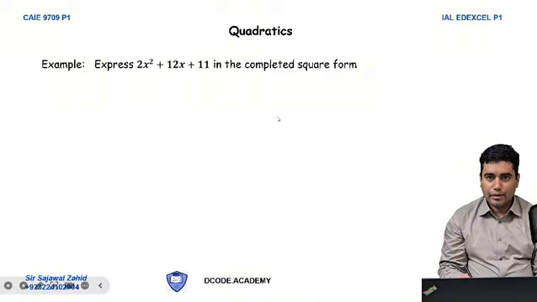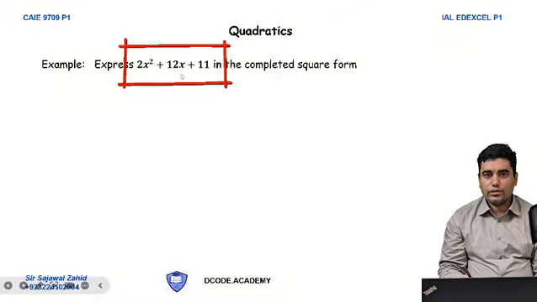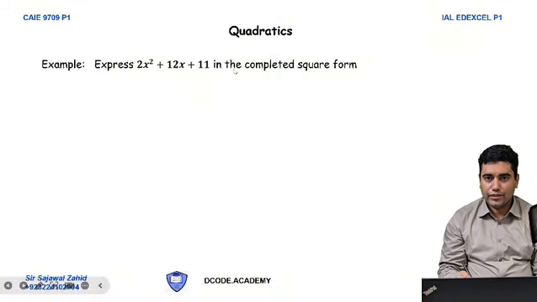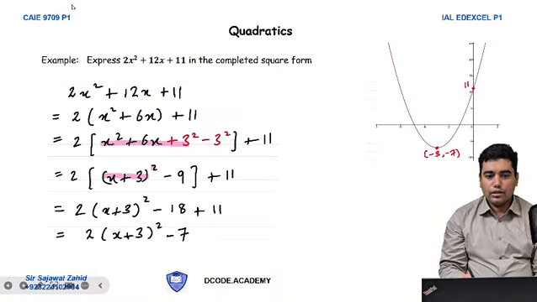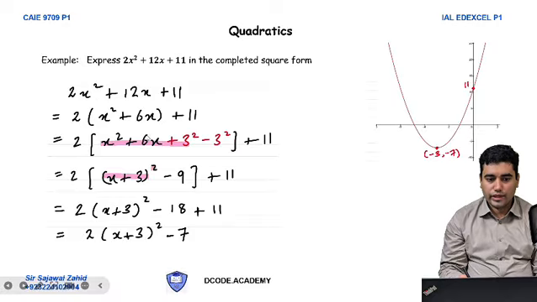So let's see an example. Let's express 2x squared plus 12x plus 11 in the completed square form. The first step is always to make the coefficient of x squared 1. So we take 2 common from the first two terms, giving 2 times x squared plus 6x. We don't need to touch the last number, 11. We'll keep it the same.